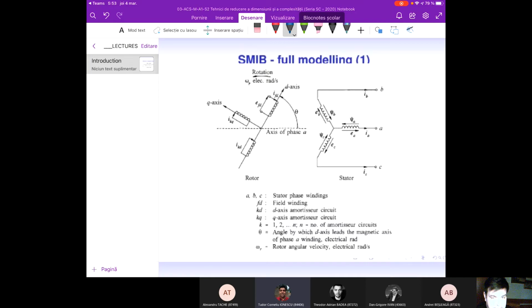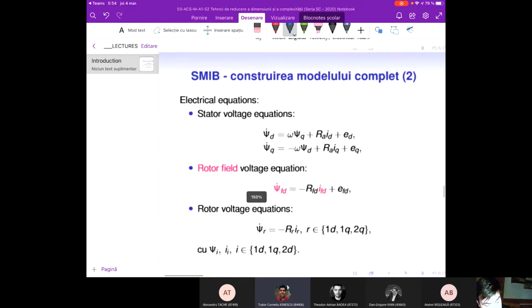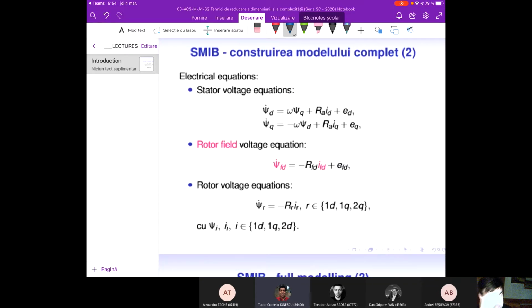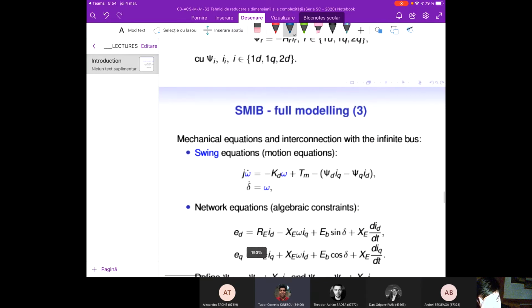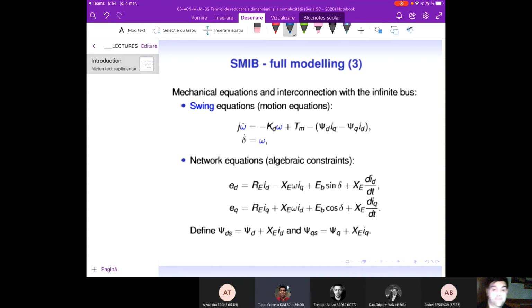This is how they look, and the rotor circuit and the stator circuit are shown here. And these are the variables that come into the modeling. So we do have electrical equations. We have stator voltage equations, a couple of them. We have the rotor field voltage equation. Okay, so we have here fluxes, and we have rotor voltage equations. And of course we have 2 other parts.